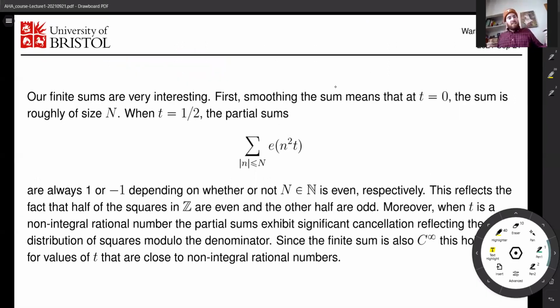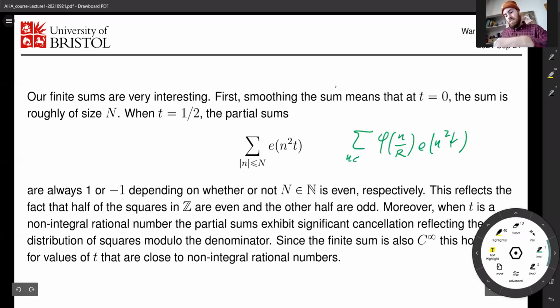So I have these finite exponential sums. Technically, I've actually smoothed them. I had a sum of phi of n over r, for some large r. This is over all n in the integers. I should be saying r.